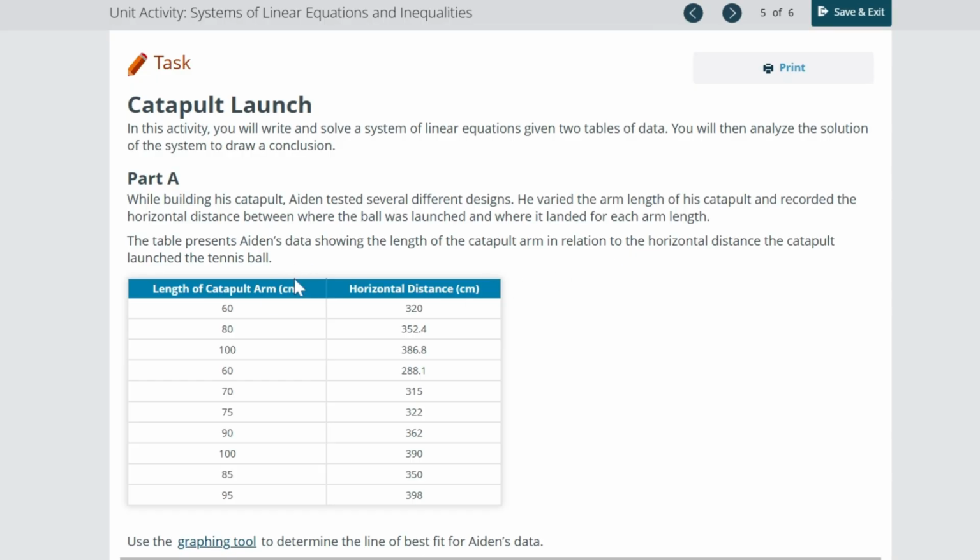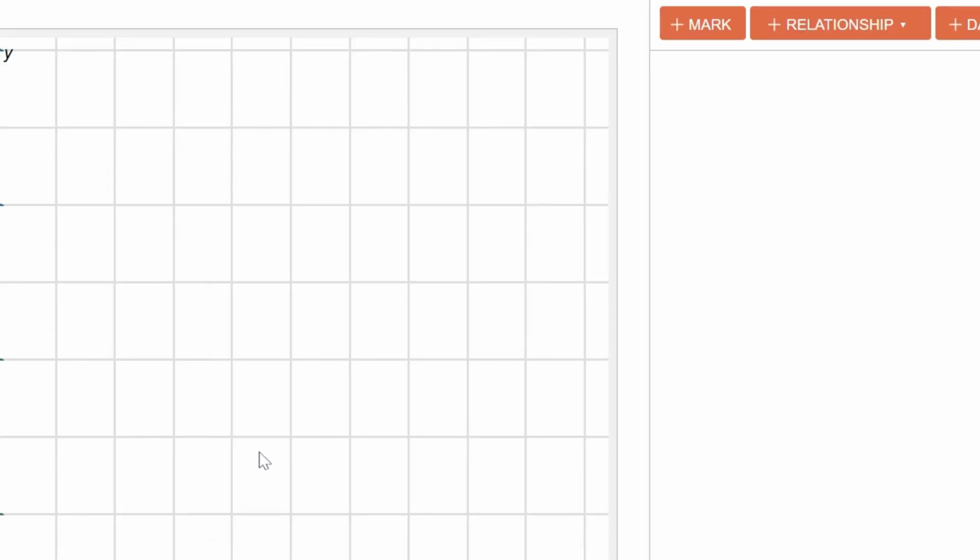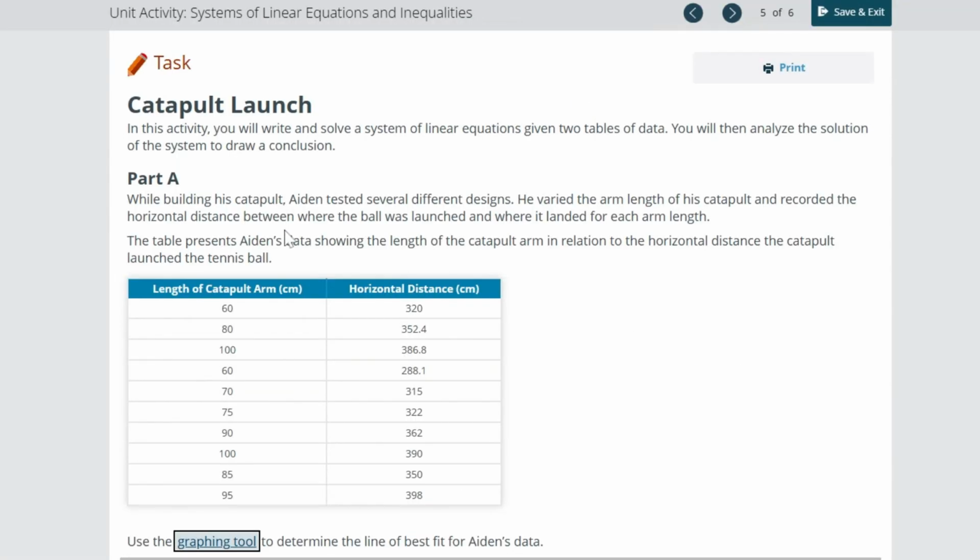So here you have the data. Right here is the length of the catapult arm in centimeters, and here is how far that ball went when they launched it in centimeters. And so it says use a graphing tool to determine the line of best fit for Aiden's data. So what you do here is you come over and you just click where it says graphing tool, and then you highlight all of this right here.